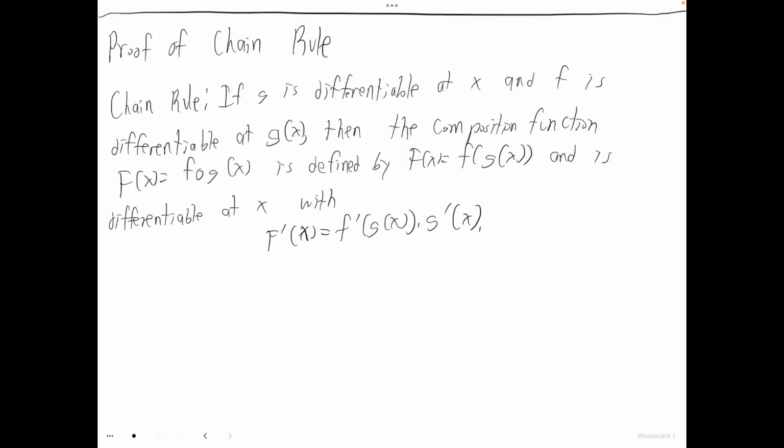In this video, we are going to prove the chain rule. As a reminder of what the chain rule says: if g is differentiable at x and f is differentiable at g of x, then the composition function capital F of x equals f composed with g of x is differentiable at x, with its derivative being f prime of g of x times g prime of x. And we want to show that this is actually true.